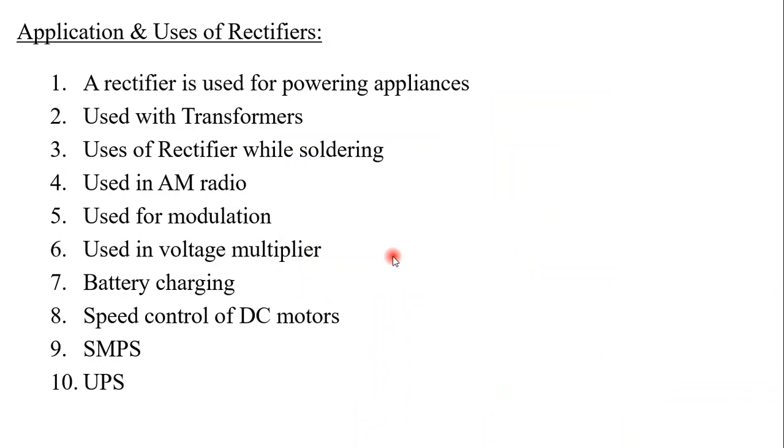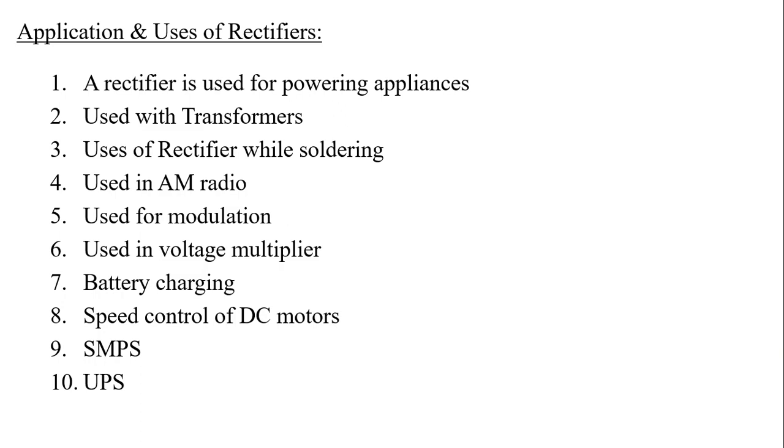Next, applications and uses of rectifiers. The primary application of the rectifier is to derive DC power from AC power. Rectifiers are used inside the power supplies of almost all electronic equipment. In power supplies, the rectifier is normally placed in series following the transformer, followed by a smoothing filter and possibly a voltage regulator. And we will see the applications and uses of rectifiers.